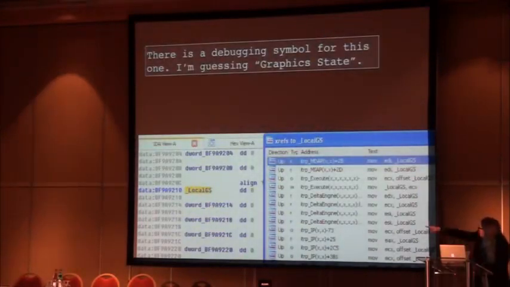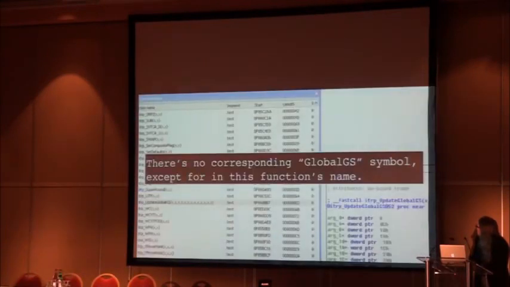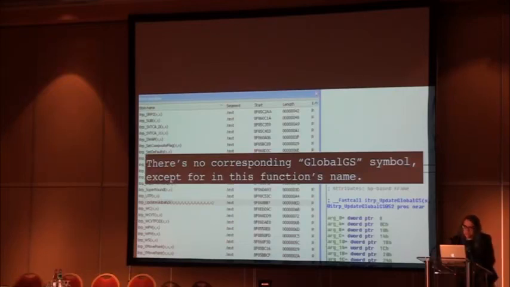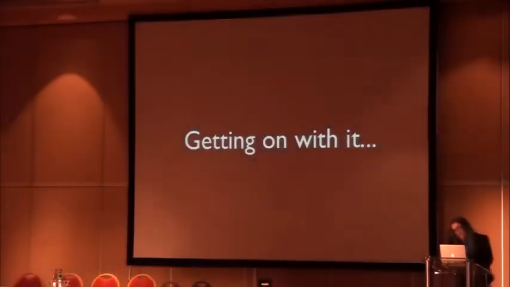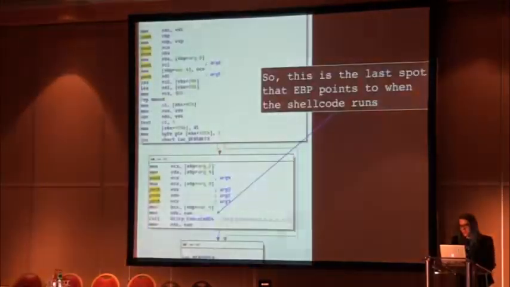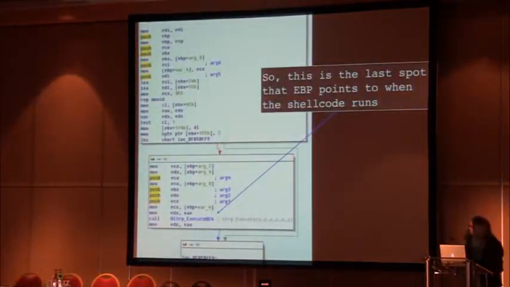There's also a debugging symbol called local GS, but there's no global GS. But there is actually a global GS in the name of this function, but it's not anywhere else. So it's probably safe to assume that there actually is such a thing. It's just been stripped from the MSDN kernel debugging symbols. Anyway, so you spend a bunch of time doing this for a couple hours, and you figure it all out.